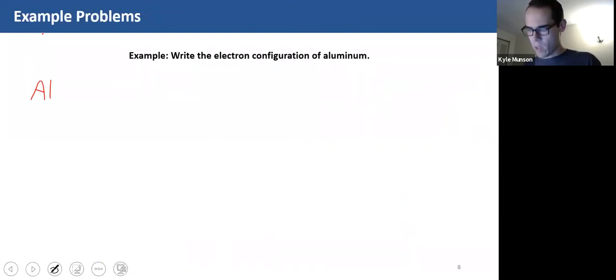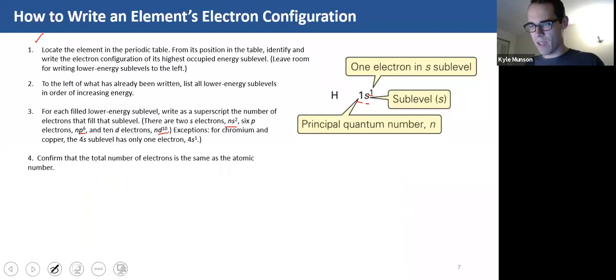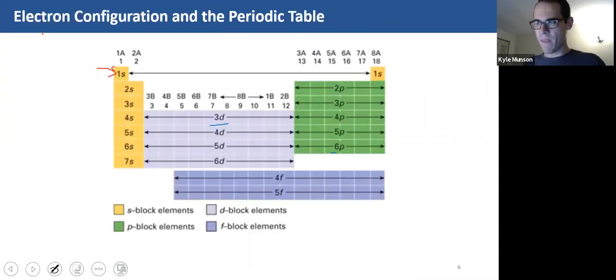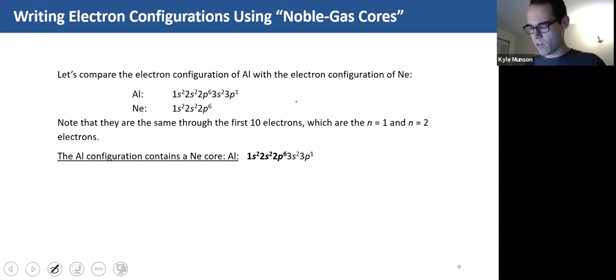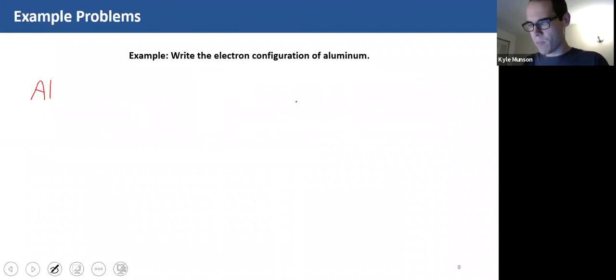Okay, well, aluminum, let me go back. Where is it located as far as what block it's in? Well, it's right here. So aluminum is in the P block. Specifically, it's in row 3, so it is 3P. That's the highest energy sublevel that it's in. So I'm going to write that here. Okay? And then we're going to basically write everything leading up to it.